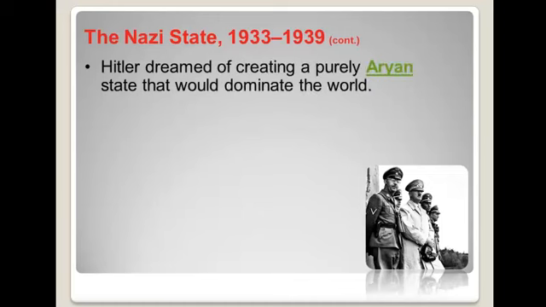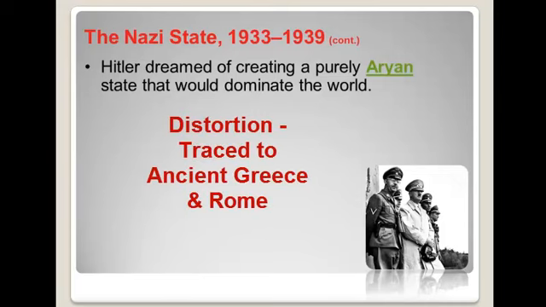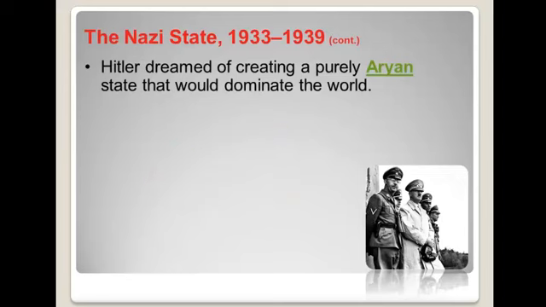Now, part of Nazi ideology was the idea of an Aryan state. Okay, an Aryan race that would eventually dominate the world under his leadership. Now, what the Nazis did is they distorted the term Aryan. They twisted it so that it goes back to ancient Greece and Rome, and they say that they are the closest bloodline to those leaders.